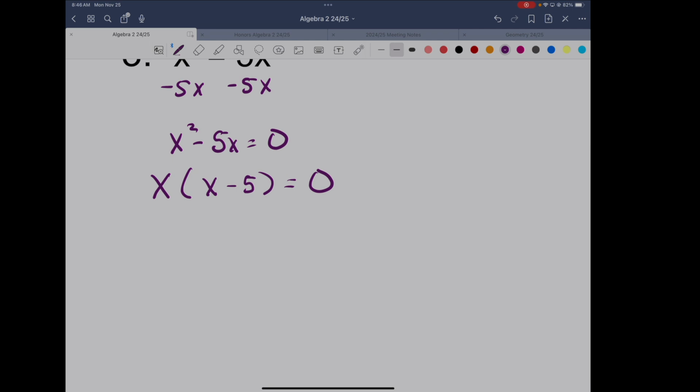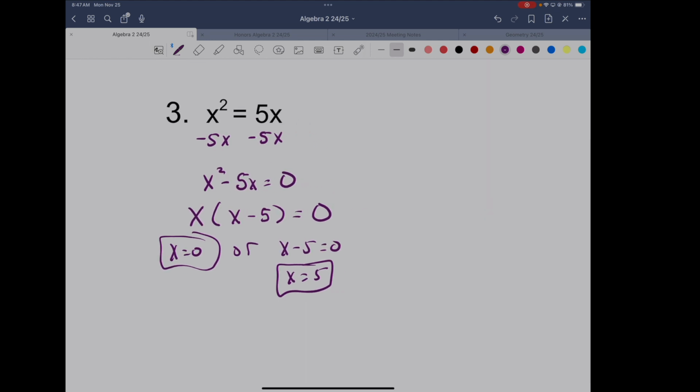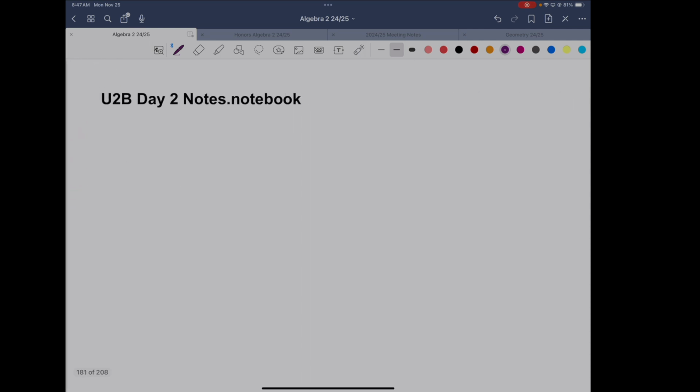Now we've got the zero product property. So if you have an a and a b value, it's GCF all the way. So x equals 0, or x minus 5 equals 0. X is equal to 5. There are your two solutions. Comes down to being able to factor. Hopefully the factoring is going well. So if you have an a and a b value, that's what kind of goes.